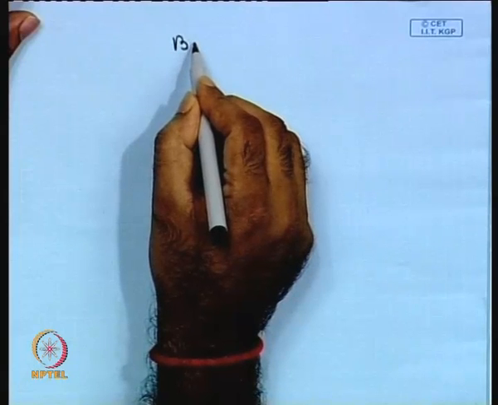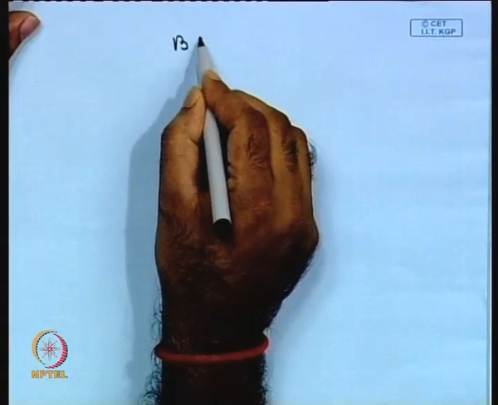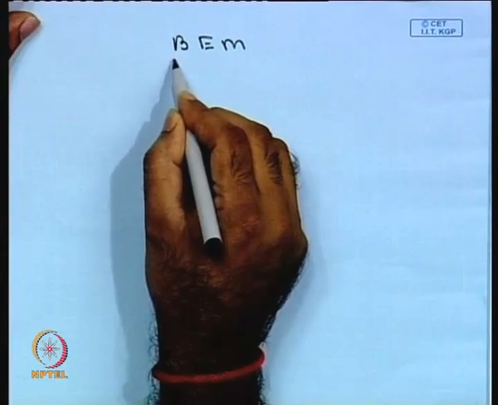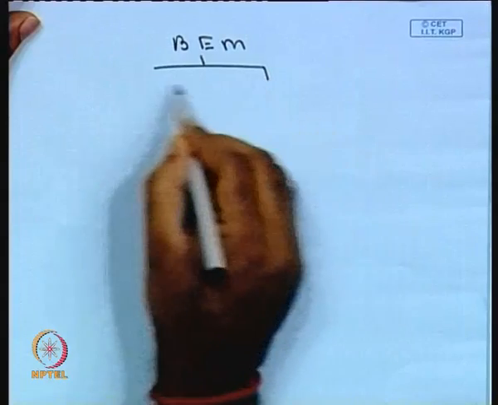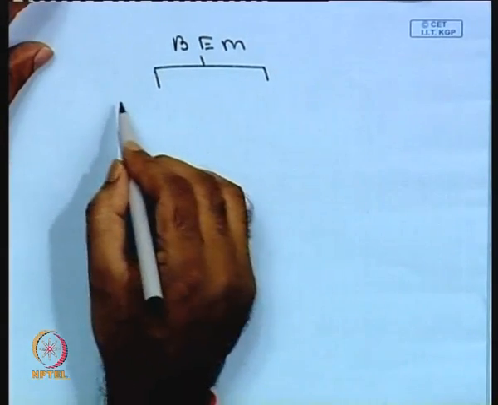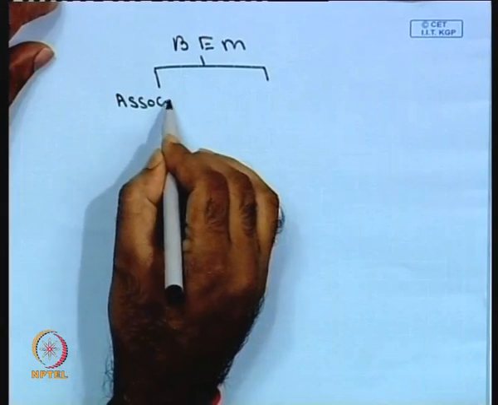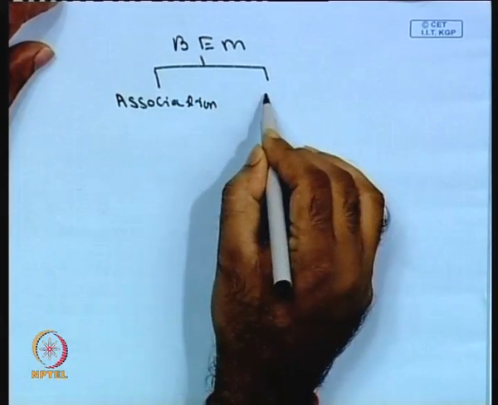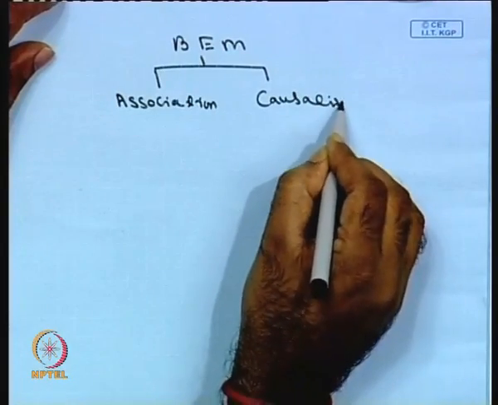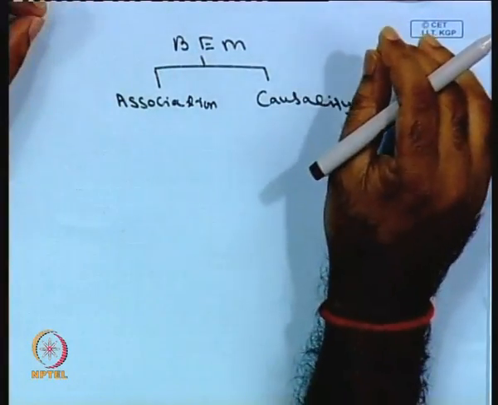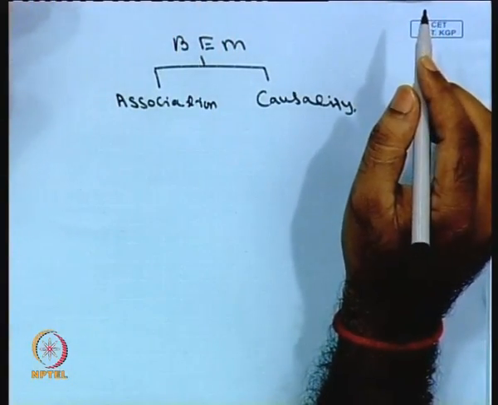It is the game between two variables at a time. So, let me take a case. What is exactly the concept of bivariate econometric modeling? I will call it here BEM, bivariate econometric modeling. Bivariate econometric modeling basically deals with two problems: association and causality. Association and causality.